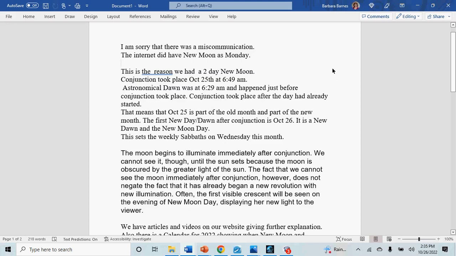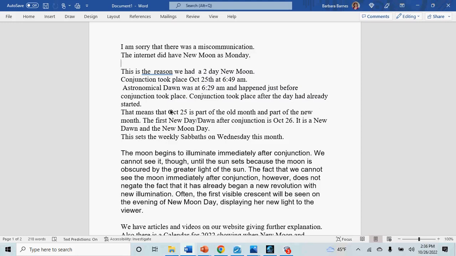Conjunction took place, as Brother Appa talked about. It only lasts for a few minutes. Conjunction took place October 25th at 6:49 a.m. And that was yesterday, so it was at 10 minutes to 7 a.m. Eastern Time. And astronomical dawn was before that. It was 6:29. It had already turned to dawn. So astronomical dawn was at 6:29 a.m. and happened just before conjunction took place. So conjunction took place after the day had already started.